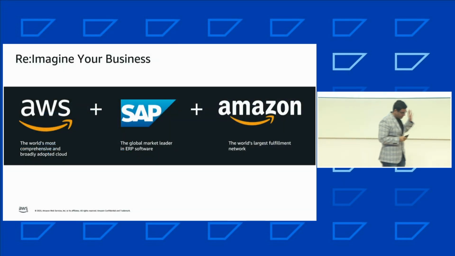Now, another simple relationship, that is you as a customer with AWS, the world's most comprehensive and broadly adopted cloud, plus SAP, a global market leader in ERP software, plus Amazon, the world's largest fulfillment center. So when you are integrating with AWS and SAP, you are also double-clicking on the largest fulfillment center of Amazon, and you are using the supply chain services of Amazon.